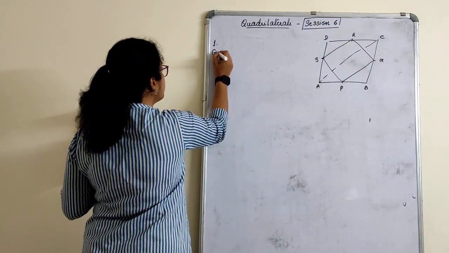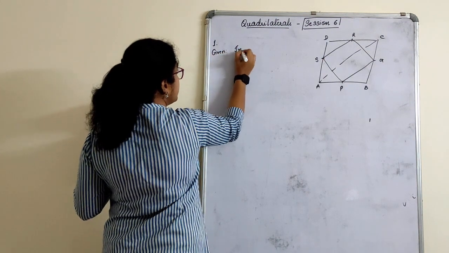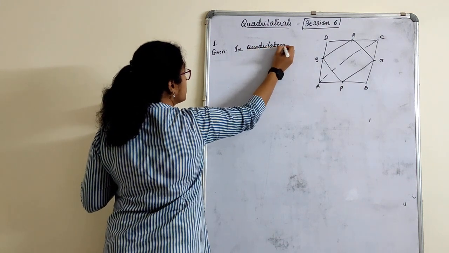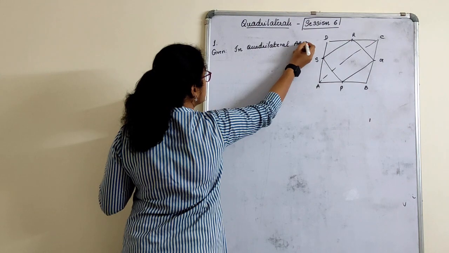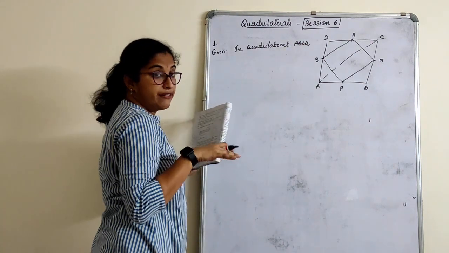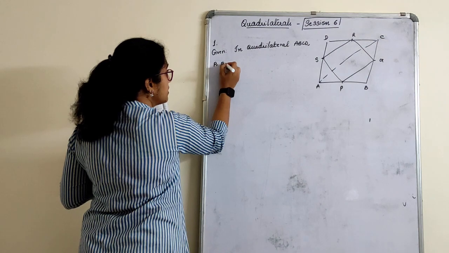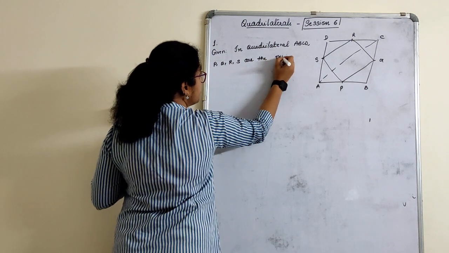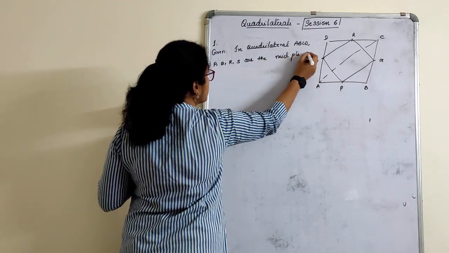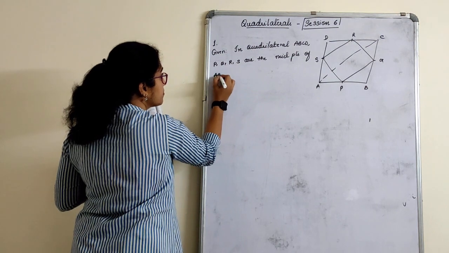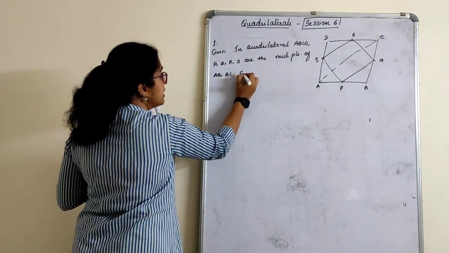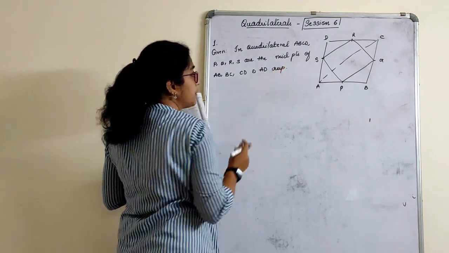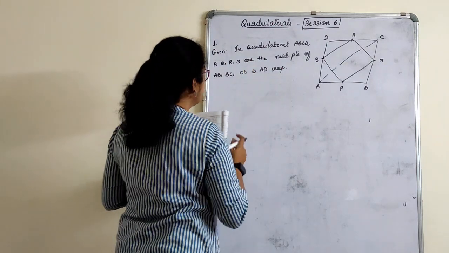So given, in quadrilateral ABCD, same thing. What they have given, let us mention that P, Q, R, S are the midpoints of AB, BC, CD and AD respectively. This much is given. Join diagonal AC has been mentioned.